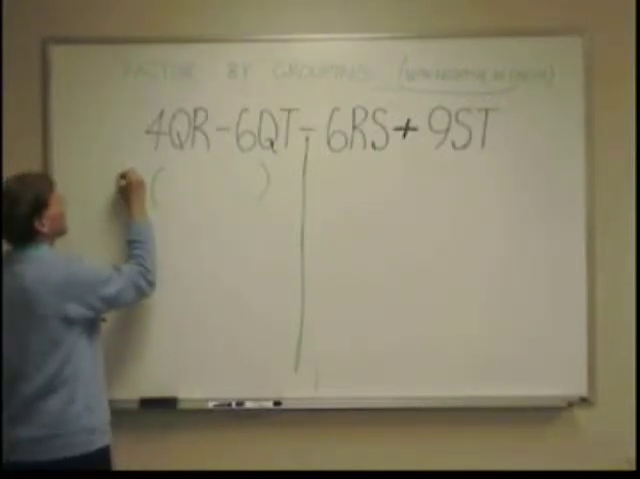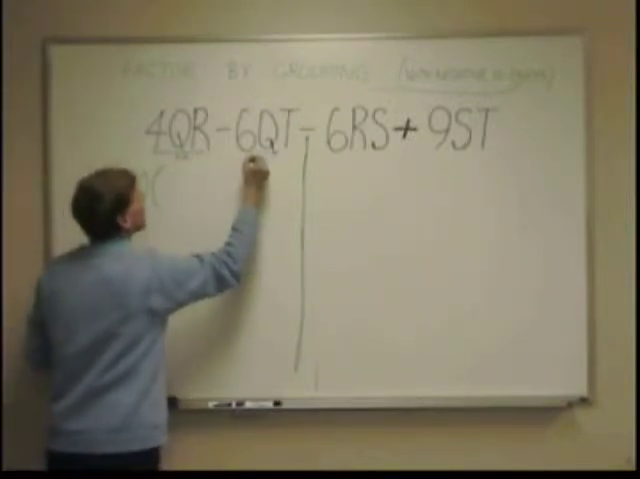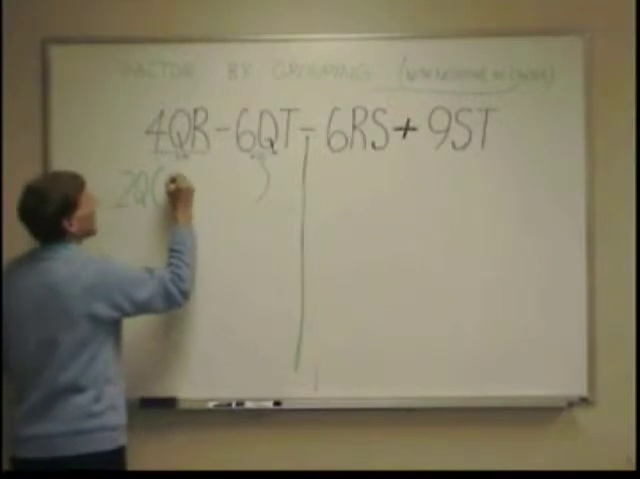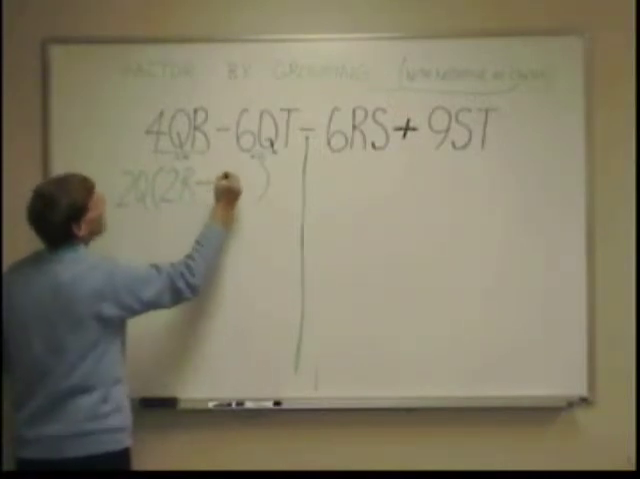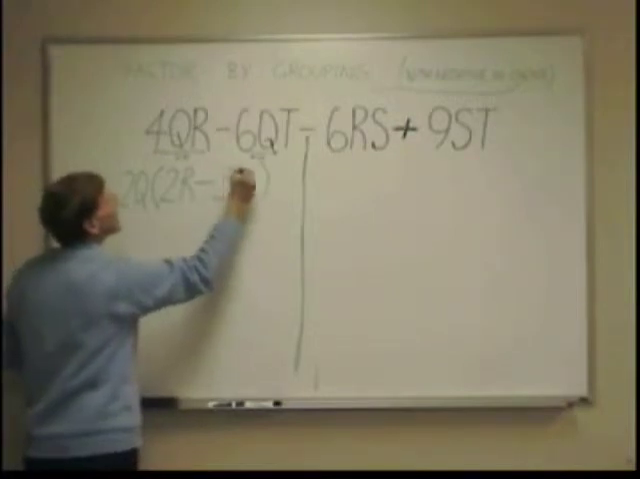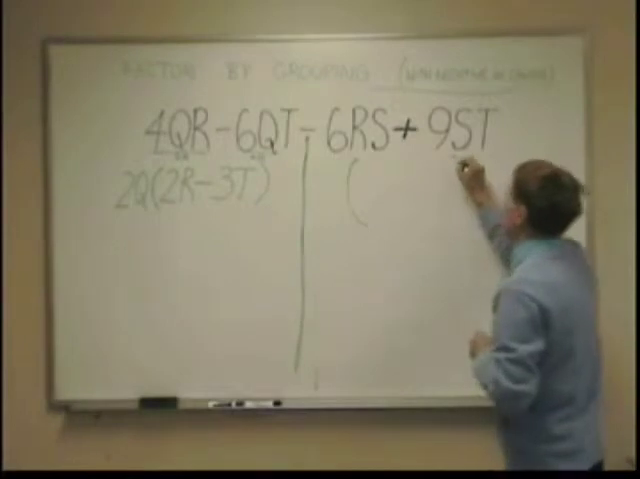Okay, now I have over here the 4qr minus 6qt. I pull out what's common, a 2 and a q. I'll divide both sides by 2q, leaving me with 2r minus the sign 3t.